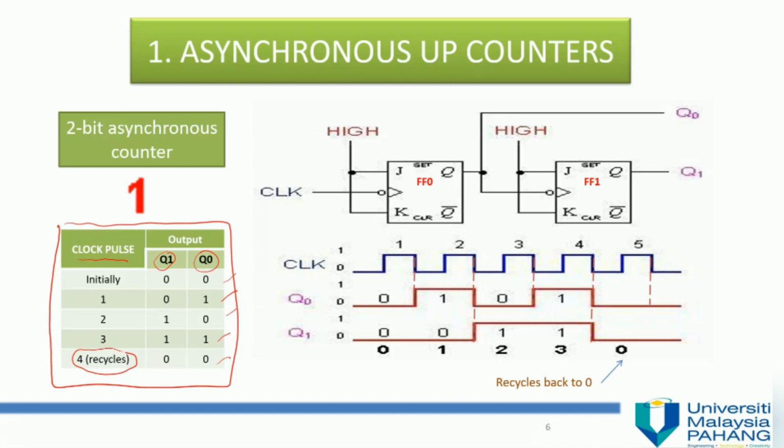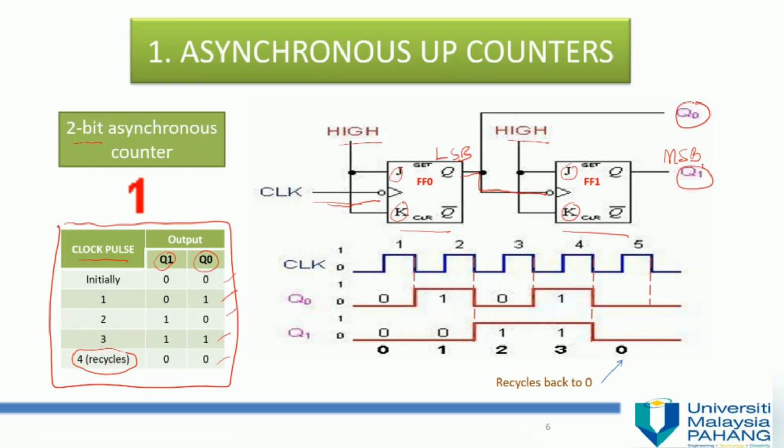The second thing is the circuit of the 2-bit asynchronous counter. For a 2-bit counter, we need 2 flip-flops. All the inputs of the flip-flops, J and K, are connected to high. Flip-flop 0 is the LSB and flip-flop 1 is the MSB. The main clock input is connected to the flip-flop 0 clock input, and the output from flip-flop 0 will be connected to the clock of the next flip-flop. The output of this counter will be taken from Q1 and Q0.